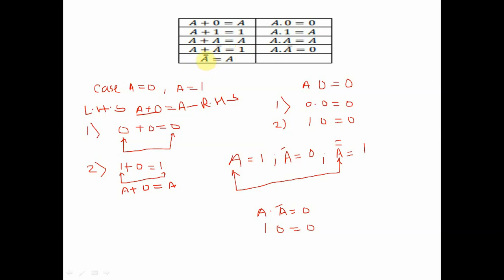Now we will put A double bar is equal to A. If we take A is equal to 1, then what is the value of A bar? A bar is nothing but 0. And again taking the double bar, A double bar is 1. So A double bar is equal to A.